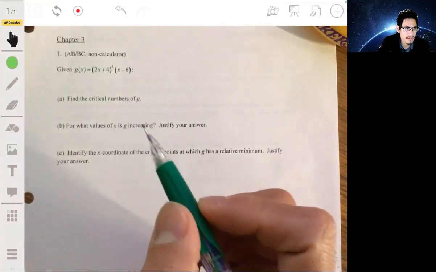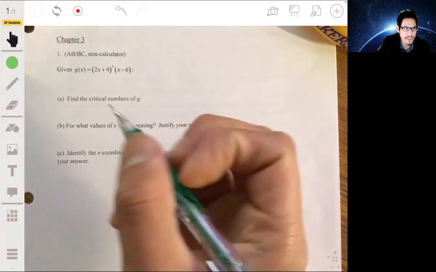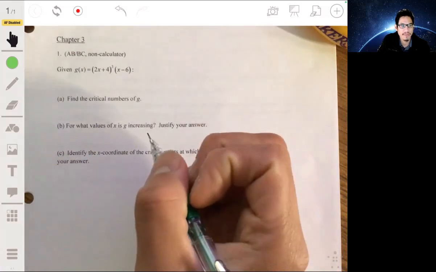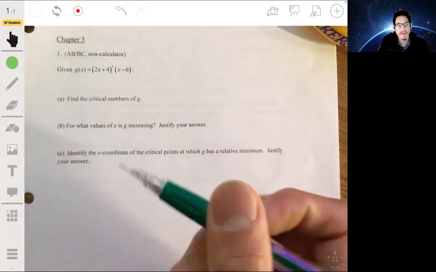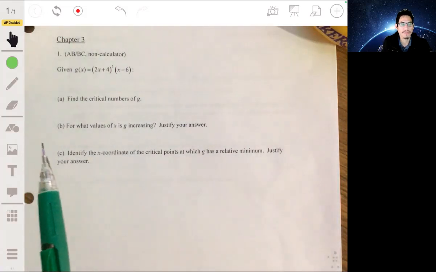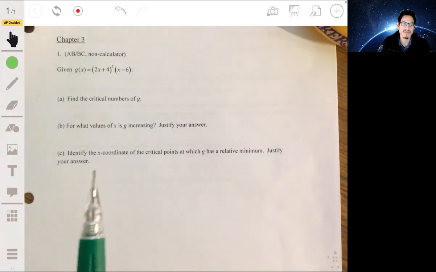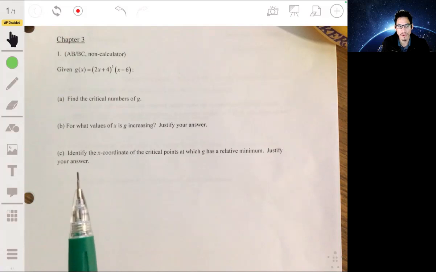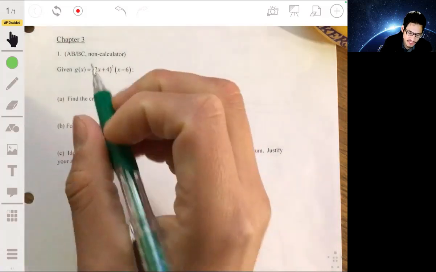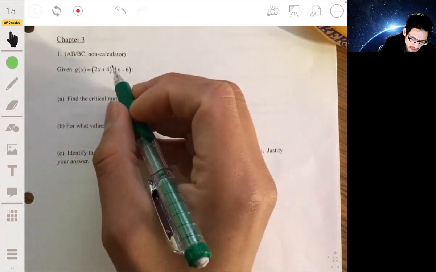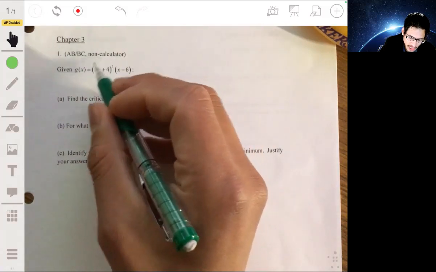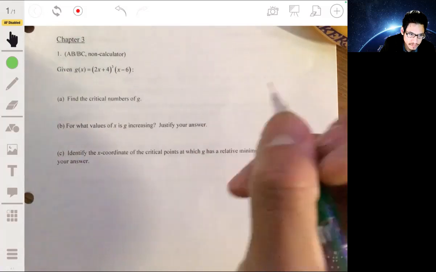All right, so for part A, we need to find the critical numbers of G. What that means is that we're going to need to find the derivative of G and find where the derivative is zero, or where the derivative is undefined. So let's first find the derivative, and that's going to involve the chain rule along with the product rule.